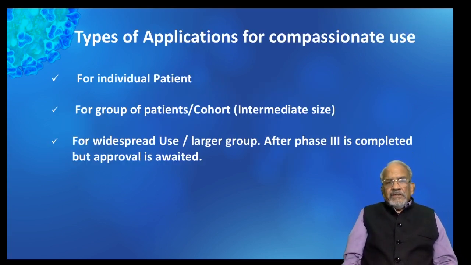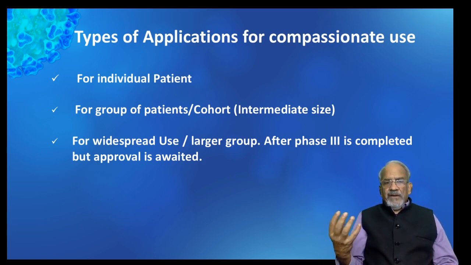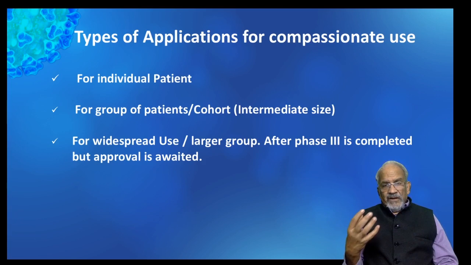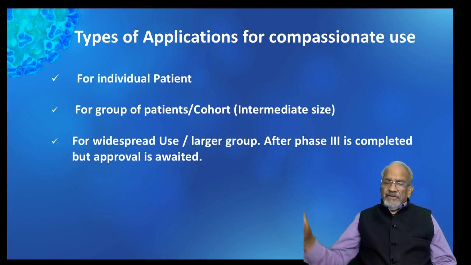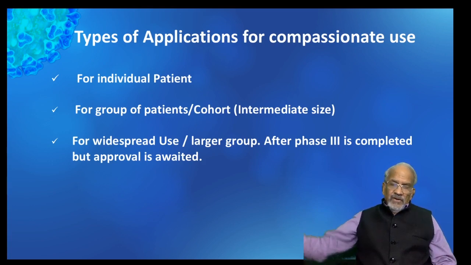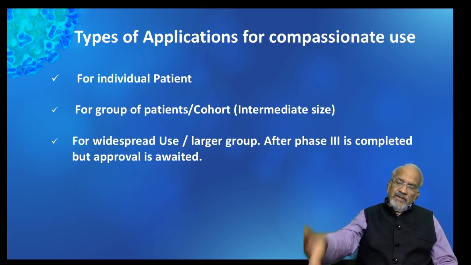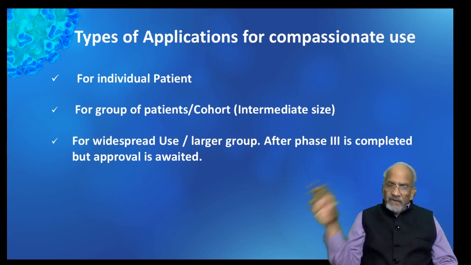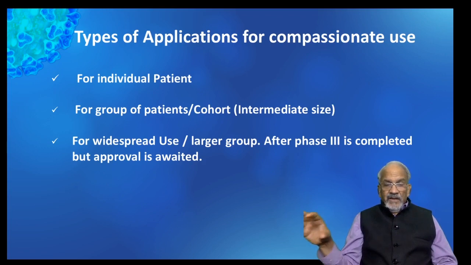Now the issue is, who will give the application for compassionate use? Who will apply for compassionate use? Types of application for that. And these are different. One can apply for compassionate use of drug or medicine for an individual patient. Rare disease, no drug is effective, therefore compassionate use. The drug is not approved, single patient.